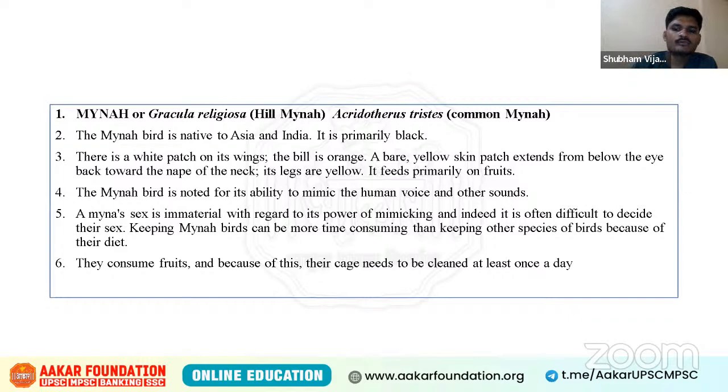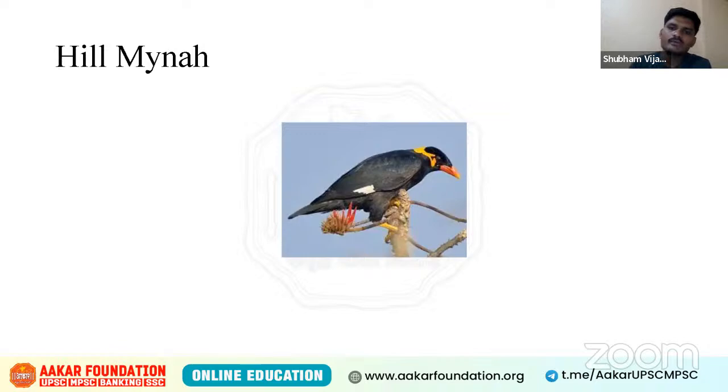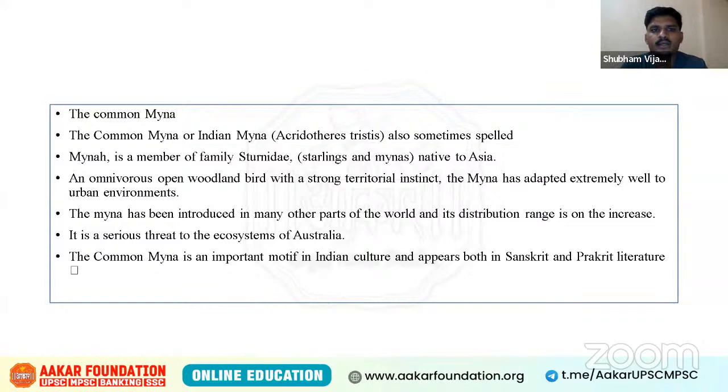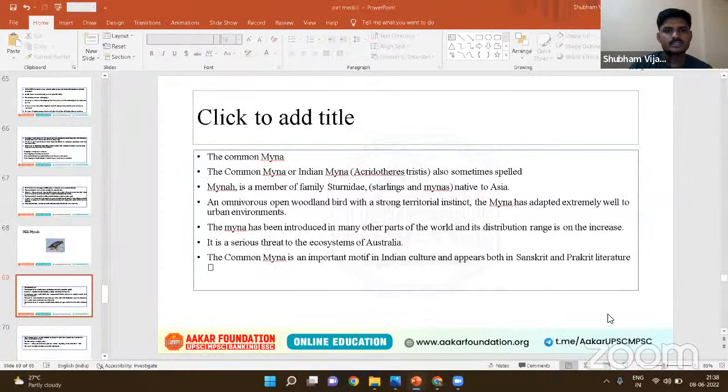So whatever physical appearance characteristics we have seen will reflect in this one feature. This is the hill myna, and its scientific name is Gracula religiosa. Then the next important one is the common myna, also called the Indian myna, Acridotheres tristis is its scientific name. The myna is a member of the family Sturnidae. So don't forget this name. This is the Sturnidae.